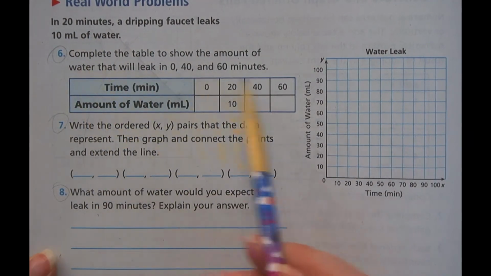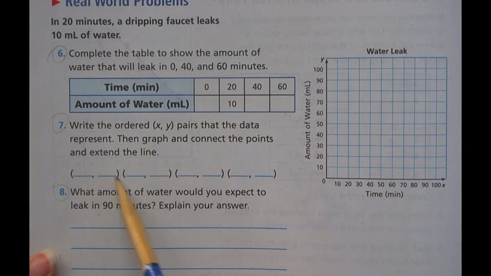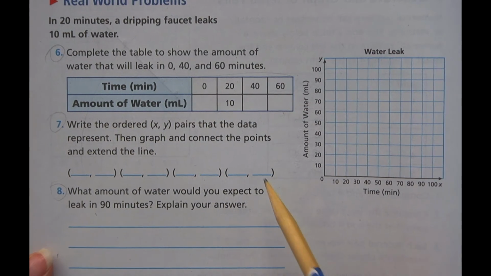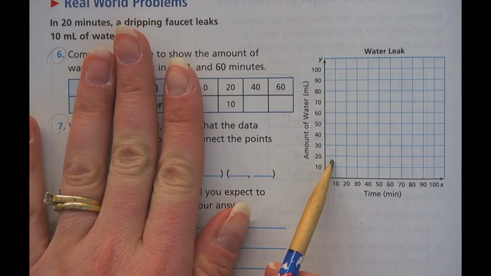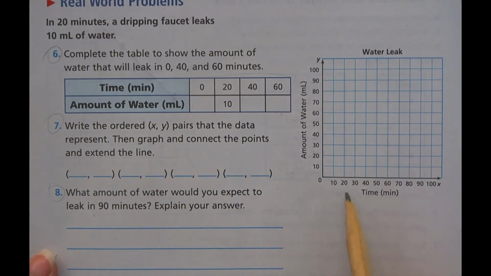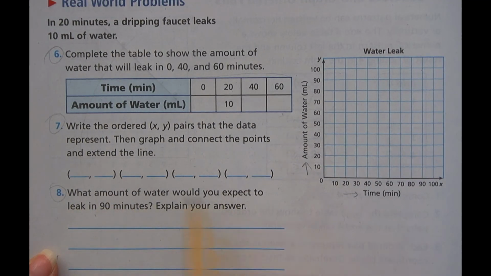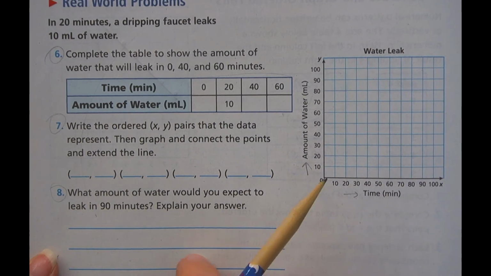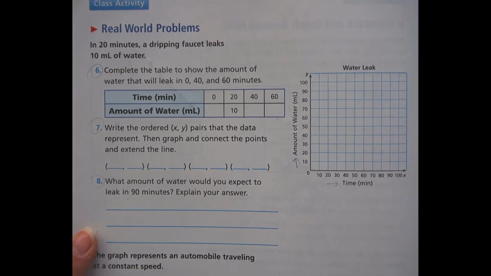So your first job is to fill this chart in. Then turn that chart into ordered pairs, like we did before. And the only difference between this and the other one is it just flips that way. You can certainly flip it this way if that helps you with your ordered pairs, thinking which one is the x and y. It also tells you here. And then what amount of water would you expect to leak in 90 minutes? So this time you're going to take your graph and just kind of extend it like I did in the last one, and then see where it would end.